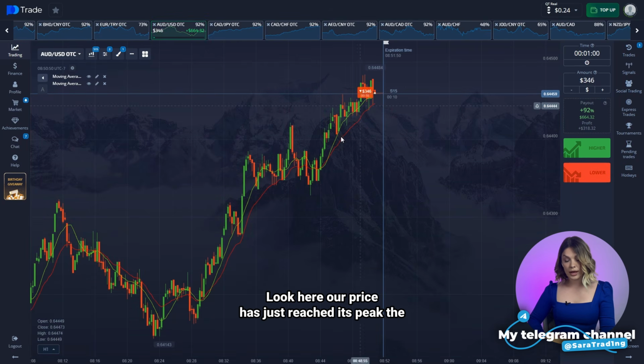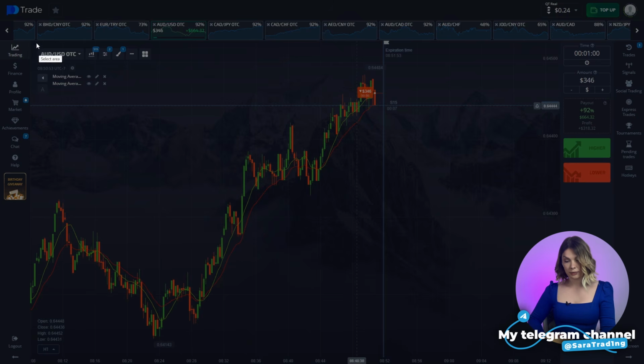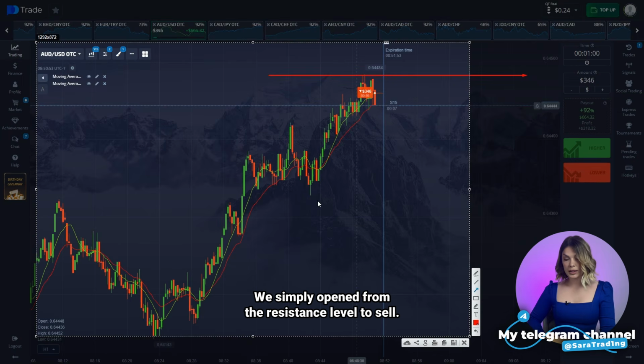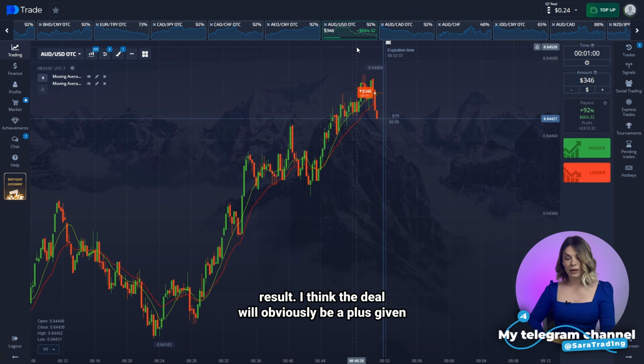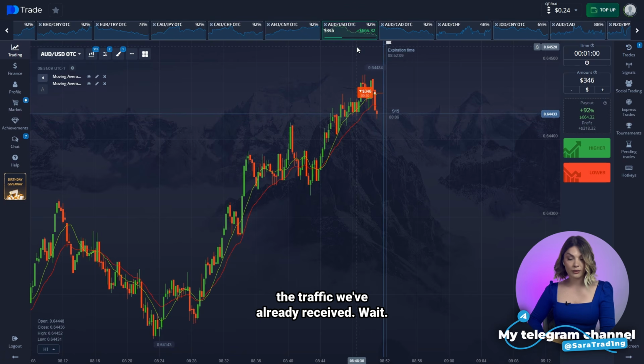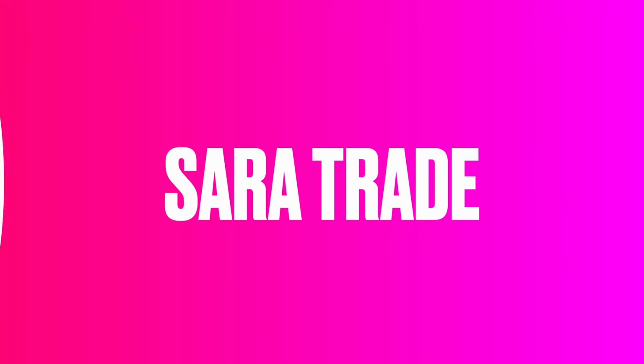Look here, our price has just reached its peak. The resistance level is right here. We simply opened from the resistance level to sell. That's all, friends. We're waiting for the result. I think the deal will obviously be a plus given the movement we've already received.